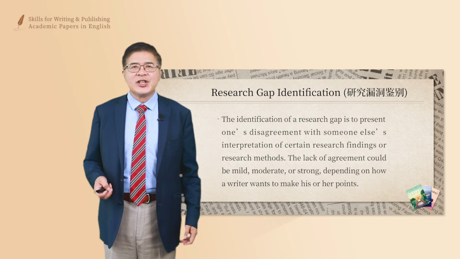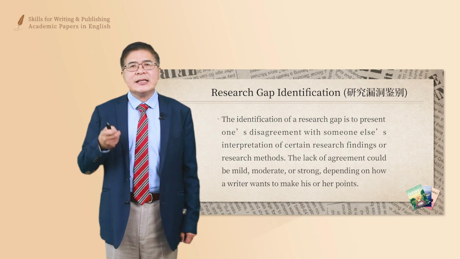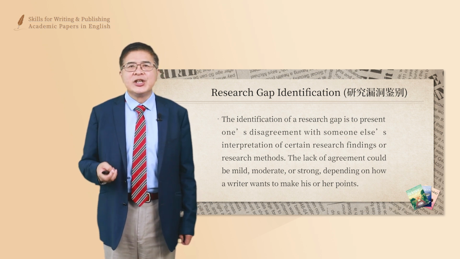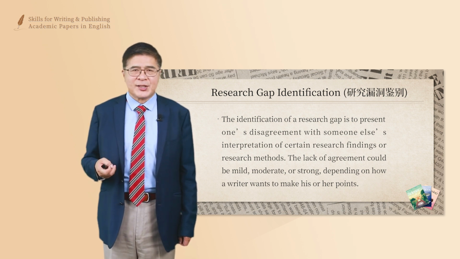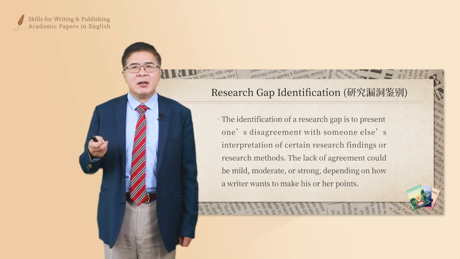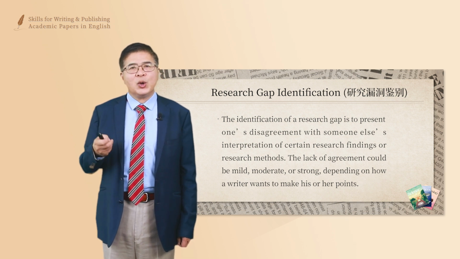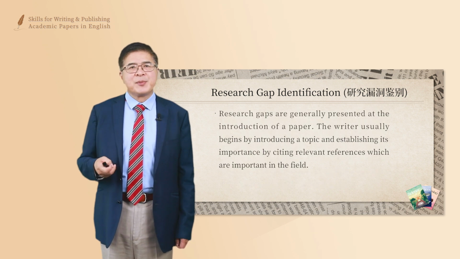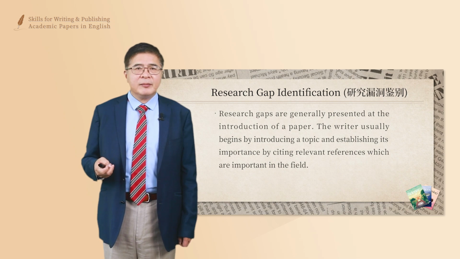The second thing the writer has to be aware of is called research gap identification. Basically, the identification of a research gap is to present one's disagreement with someone else's interpretation of certain research findings or research methods. The lack of agreement could be mild, moderate, or strong, depending on how a writer wants to make his or her points. The research gaps are generally presented at the introduction of a paper.